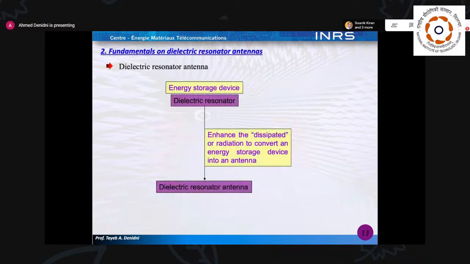Now I continue in this section, the dielectric resonator. Just a brief history. We start with an energy storage device, and after that we move to the dielectric resonator, enhancing the dissipated radiation to convert this energy storage device to an antenna. The idea is to take this resonator, which was used for storage in the past in filter design and oscillators, and we push this dissipated power or radiation leakage in order to transform this resonator from storage to radiation. And we come up with the dielectric resonator antenna.